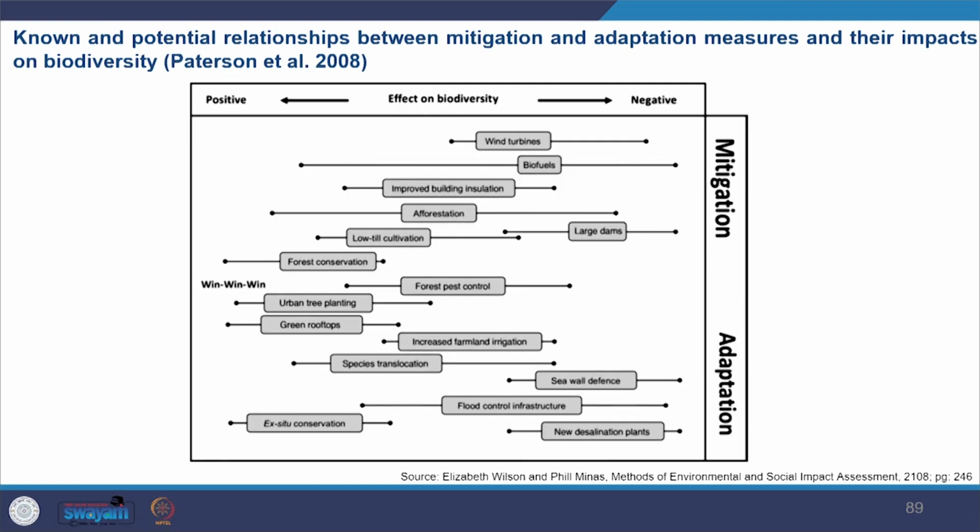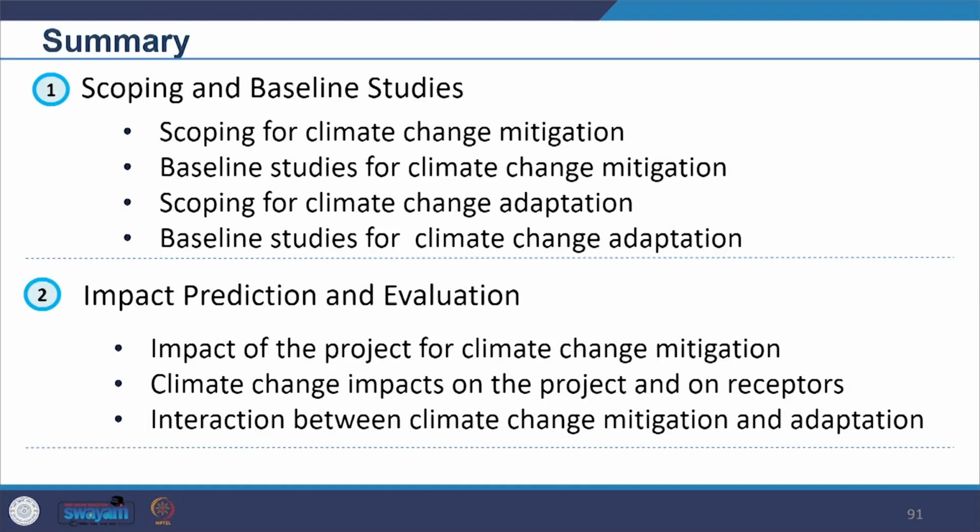Likewise, you can also indicate interaction of mitigation and adaptation measures. The example which we can see here shows the measures for biodiversity, and you can see the positive to negative impact and also win-win situations. So, how these things are interacting from negative to positive, and how one can, with the trade-offs and other things, look at the win-win situation. So, you can look at this graph here. So, that is what we covered today.